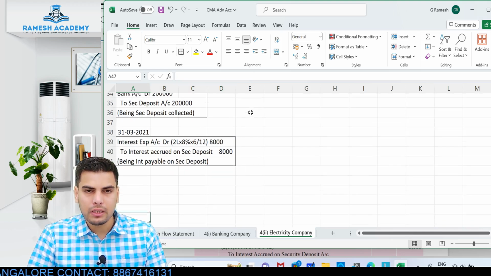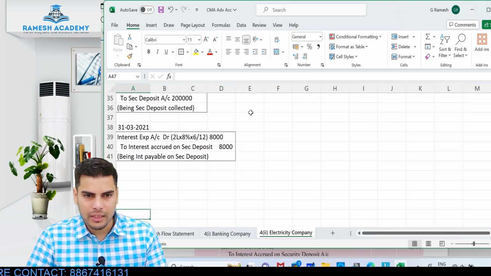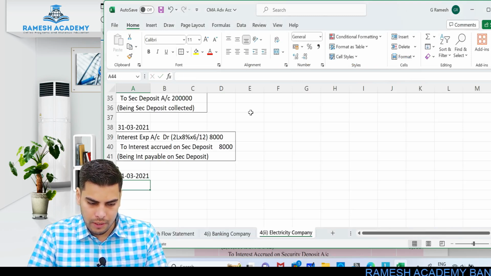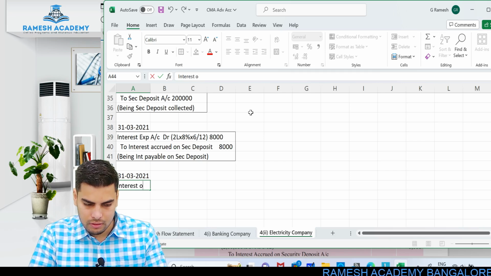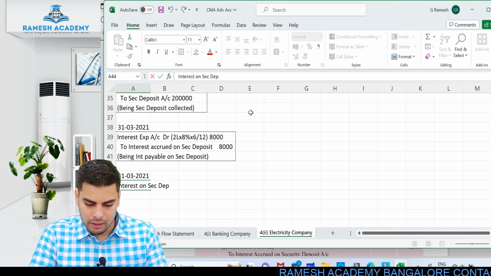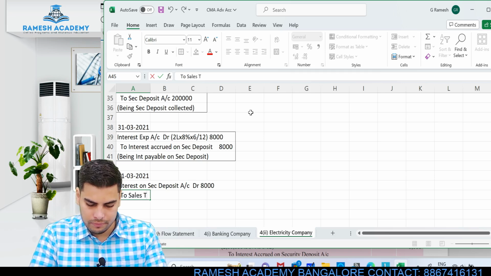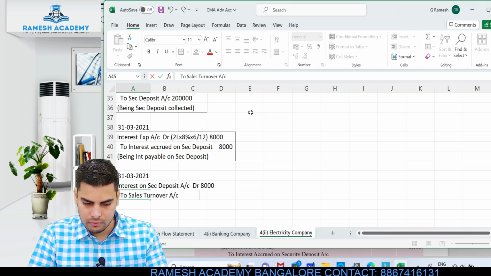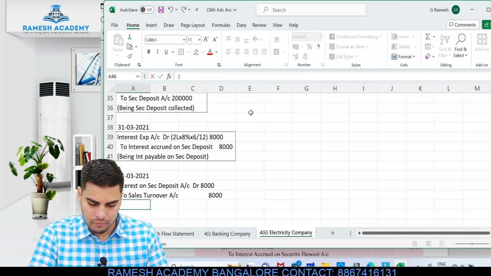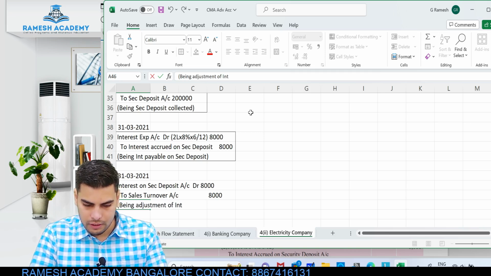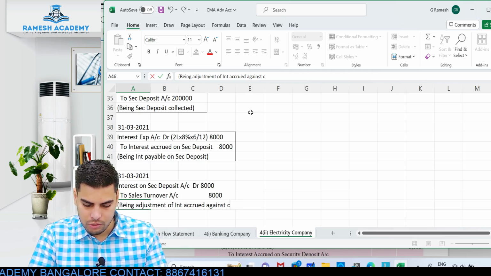Now immediately after this, what are they telling? Is this interest paid in the form of cash? No, this interest is being adjusted in the consumer bill. So what will be the entry for that? On 31st March 2021, again, interest on security deposit account debit 8,000 to sales turnover account 8,000. What will be the narration? Being adjustment of interest accrued against consumer bill.